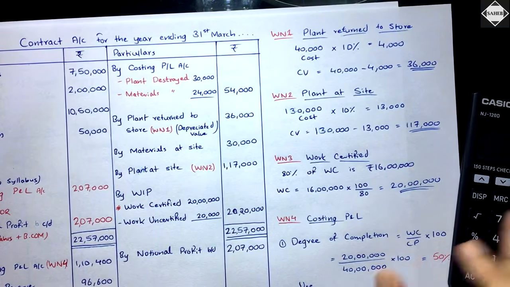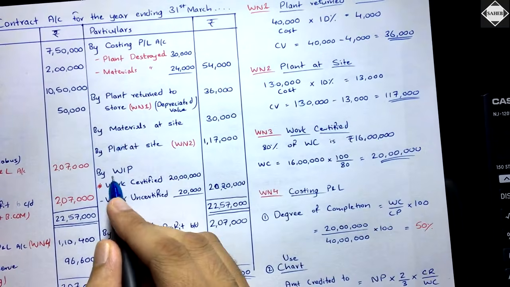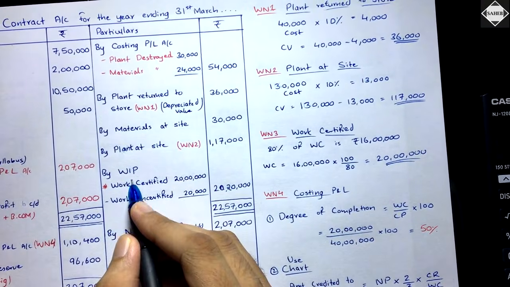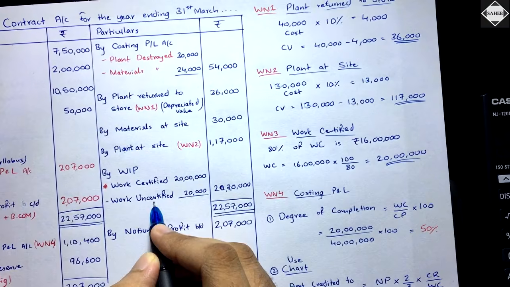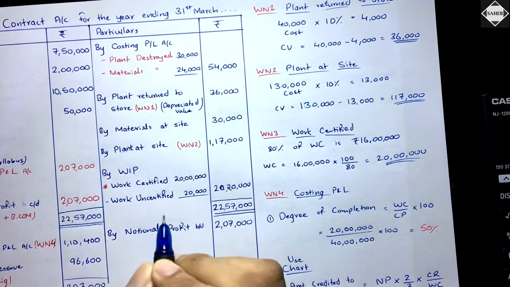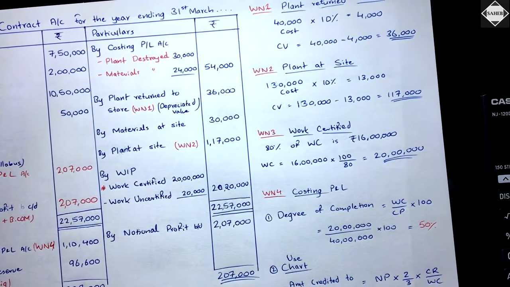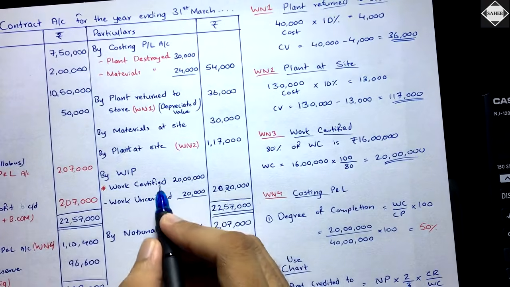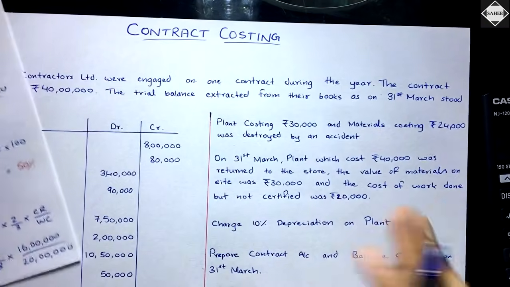And then we have work in progress. So how will you take work in progress? You all know that we have to split the work in progress into work certified and work uncertified. Why is that? Because work certified is valued at contract price, and work uncertified is valued at cost price. So don't worry, it will be given to you directly in the question. Mostly it is given. You just have to take them.